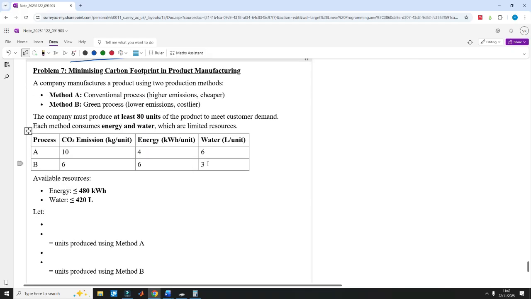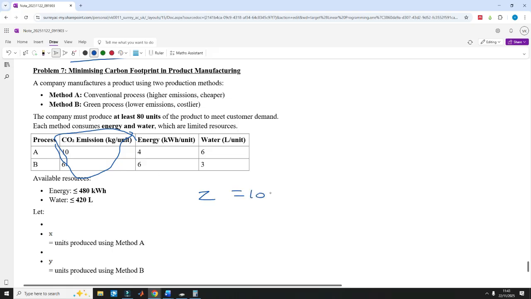So this is something related to your profit, or sorry, cost function in this case. Which means you are supposed to minimize CO2 emission, isn't it? So this is nothing but CO2 emission per unit, kg of CO2 we emit when we manufacture 1 unit of product A and B. So this means 10 times x plus 6 times y. So we are supposed to minimize this function.